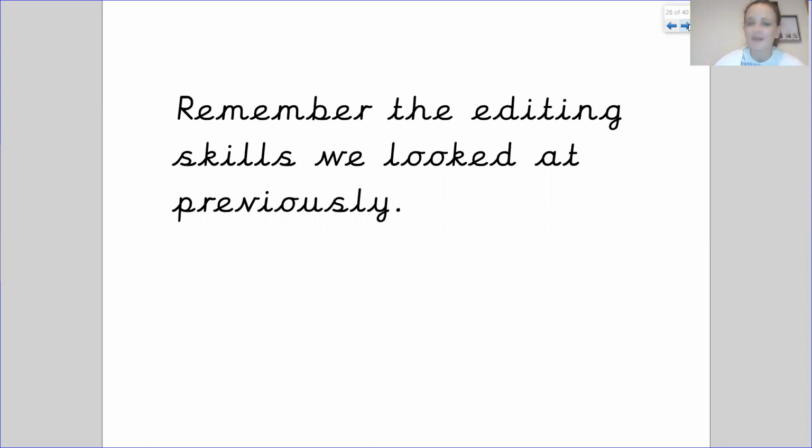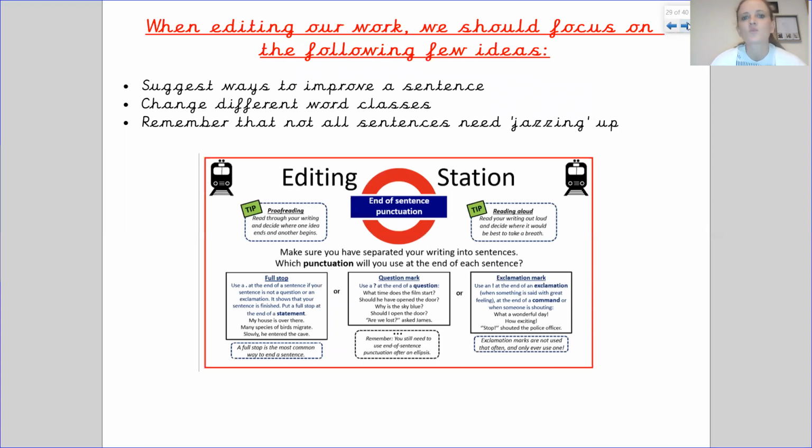I'm going to briefly highlight them and go over them again, and then you can refer back to them if you need to. So when editing our work, we should focus on the following ideas: suggest ways we could improve our sentences, change different word classes. Remember that not all sentences need jazzing up. They don't all need to be fancy, but we can use some interesting descriptive words, adjectives when we're writing. Those are always very important.